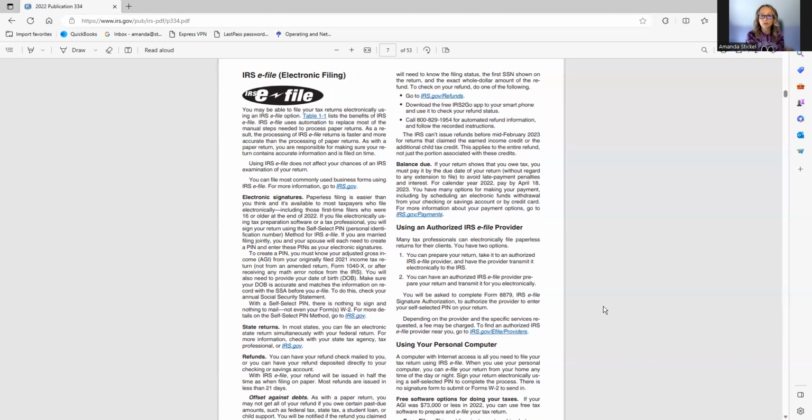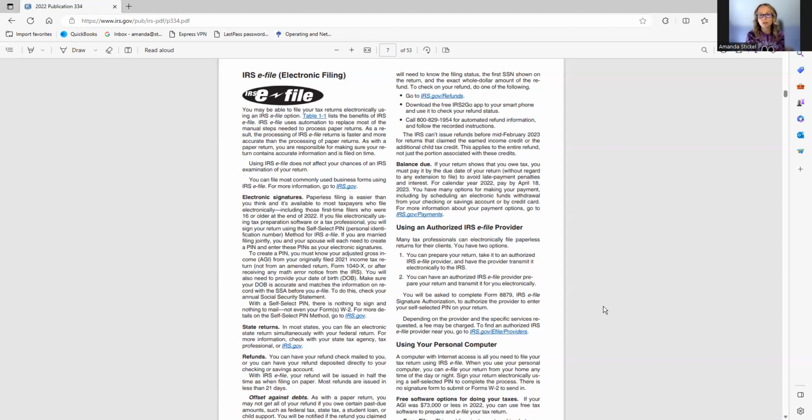The IRS can't issue refunds before mid-February 2023 for returns that claimed the Earned Income Credit or the Additional Child Tax Credit. This applies to the entire refund, not just the portion associated with these credits. And you can expect the same to happen for this tax season as well.